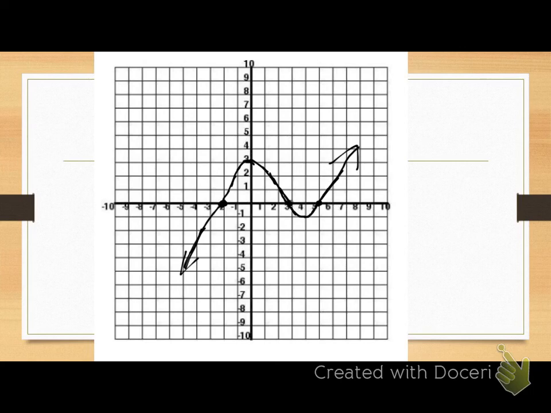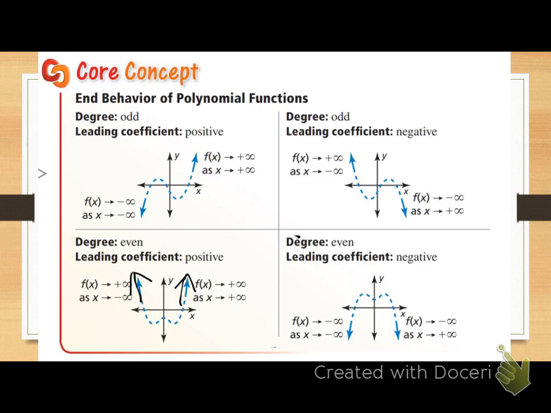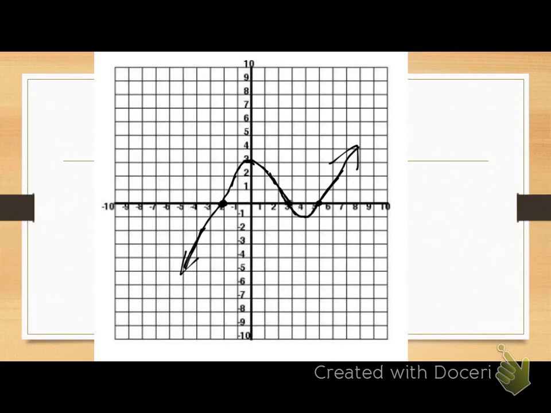Now I'm not done with example 5, because it says use the graph to describe the degree and leading coefficient of f. So my chart is going to come back into play. I need to see what my graph is doing, what the end behavior is, and then I can describe whether the degree is odd or even, whether the leading coefficient is positive or negative. So on my graph, let's start over here on the left.